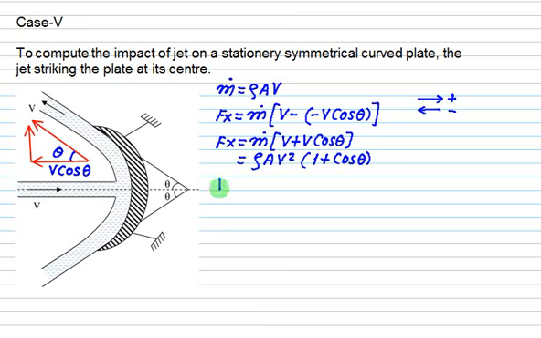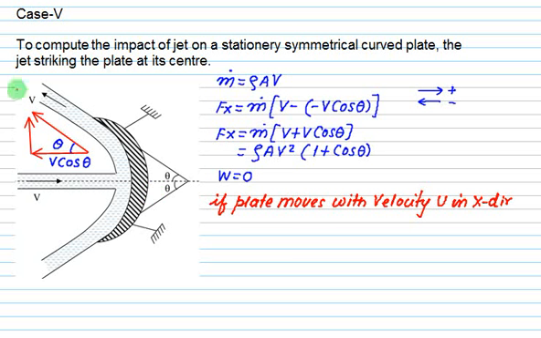And work done in this case will be equal to what? 0, because the plate is fixed. If the plate is moving with a velocity u in the x direction, the same equation you can apply. The only thing you have to do is replace the value of velocity with the relative velocity, v minus u, whole square into 1 plus cos theta. Now this time work is possible. So yes, work is possible, and it equals Fx multiplied by u.